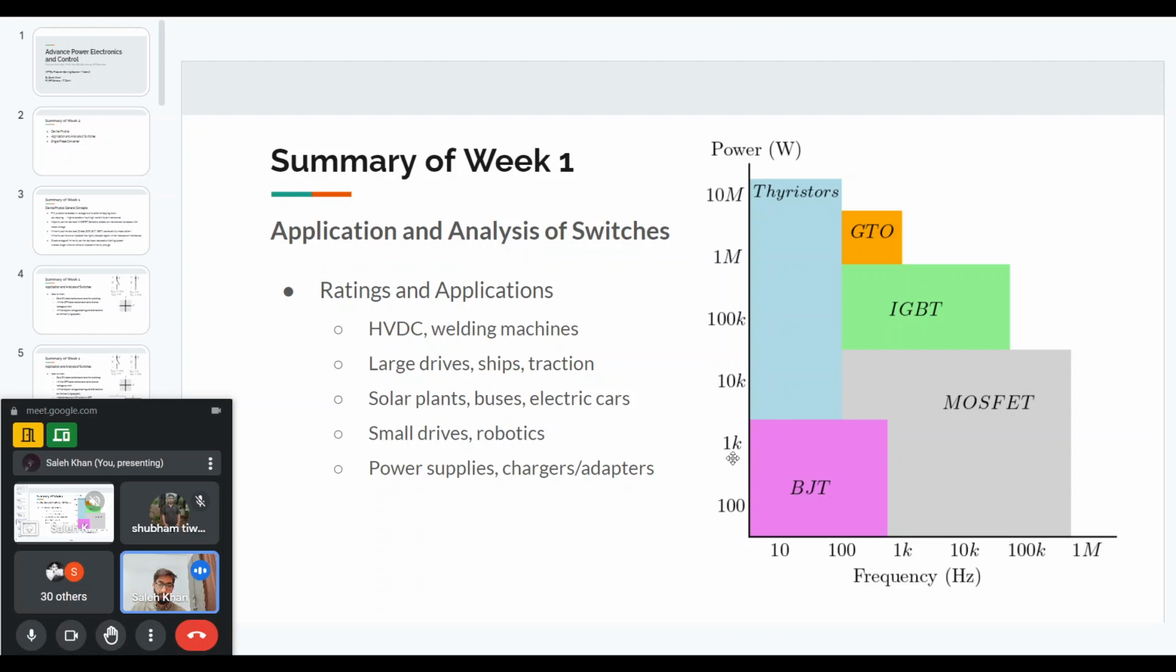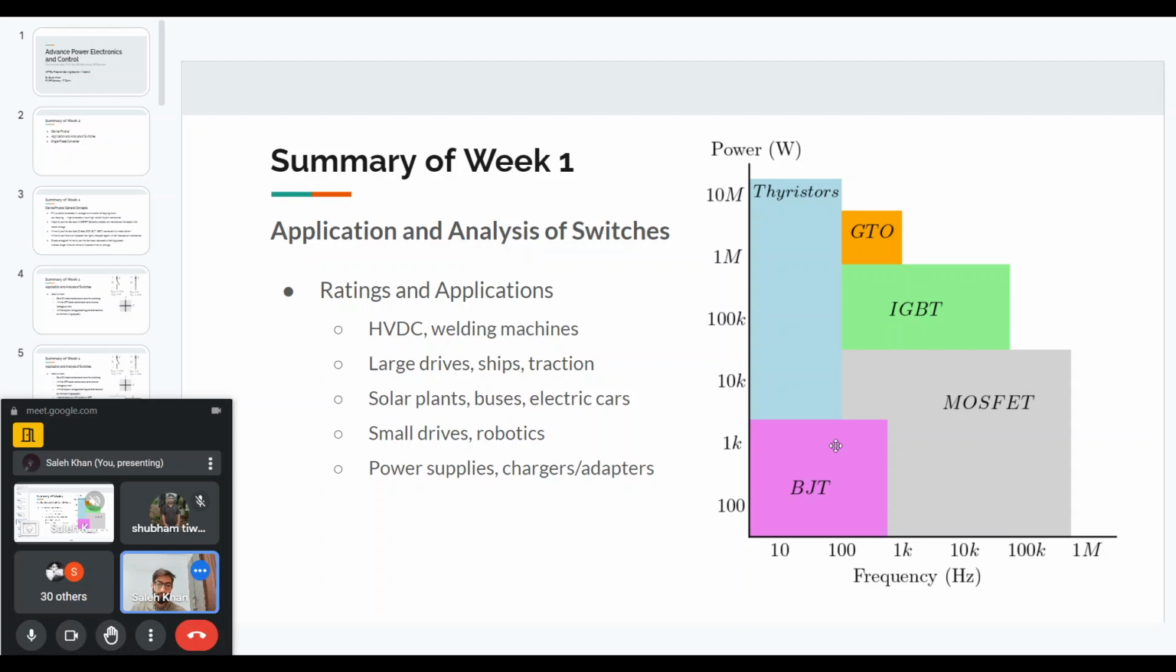BJT is not really used these days in power semiconductors. They are used in signal level processing because the power handling capacity of BJTs is not high compared to the other available devices. And these are all still silicon based devices.